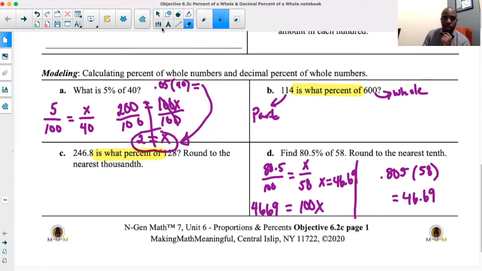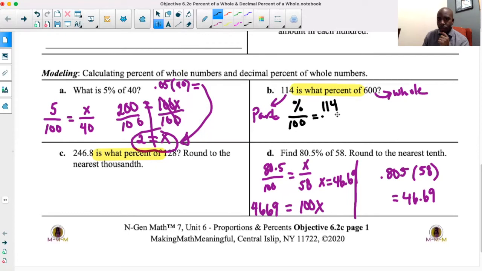The first thing we're going to do is put percent over 100 is equal to part over whole. We know the part is 114 over the whole, which in this case is 600. Now, what I'm looking for here, ladies and gentlemen, is the percent. So instead of putting the percent symbol, of course, we're going to put a variable, which is X.